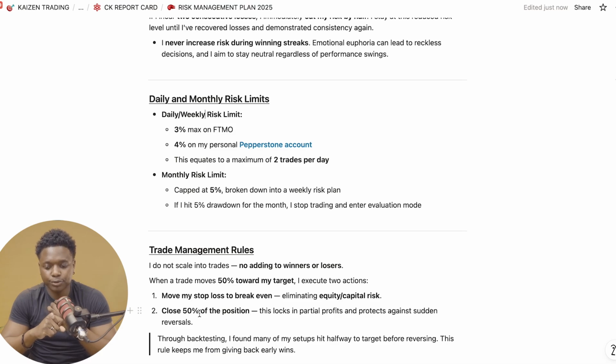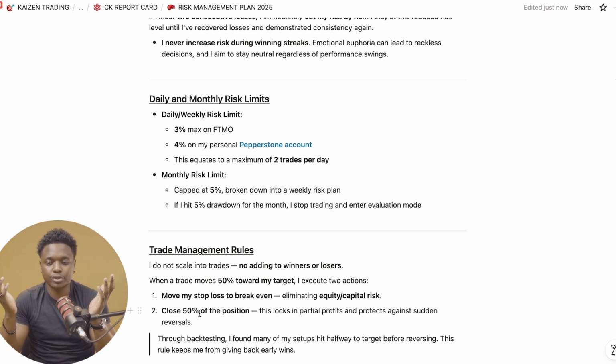So when the market moves 50% towards my target, I eliminate capital risk, not trading risk. I normally see, and I am personally a victim of this, when we used to trade a long time ago, I'd easily say I'm having a risk-free trade. You never have a risk-free running trade unless you don't have a trade running at all. The only thing I eliminate is capital risk.